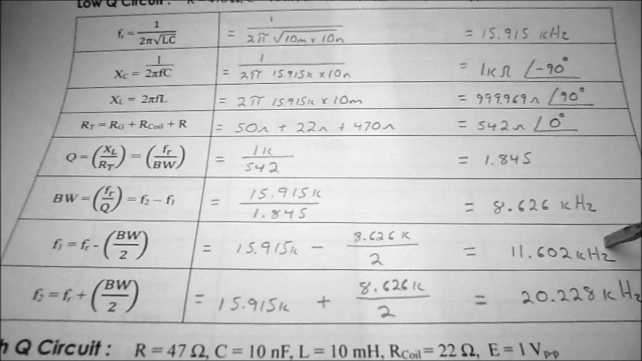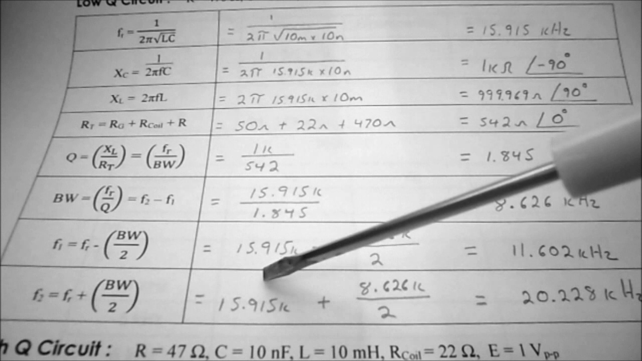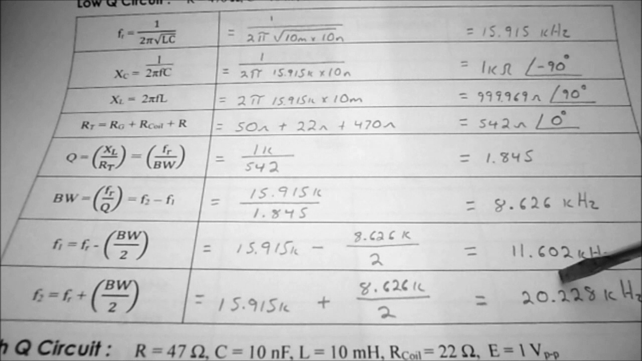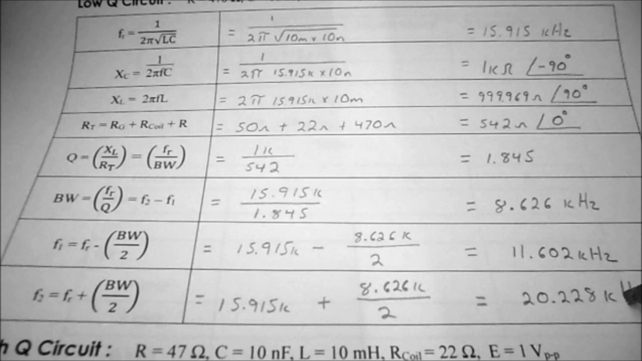Our upper corner frequency, or F2, is equal to the resonant frequency plus the bandwidth divided by 2. In this case, it's 15.915K plus 8.626K divided by 2, which works out to 20.228 kilohertz. So our bandwidth covers the range from 11.6 kilohertz up to 20.2 kilohertz, and that range is equal to the bandwidth of 8.6 kilohertz.